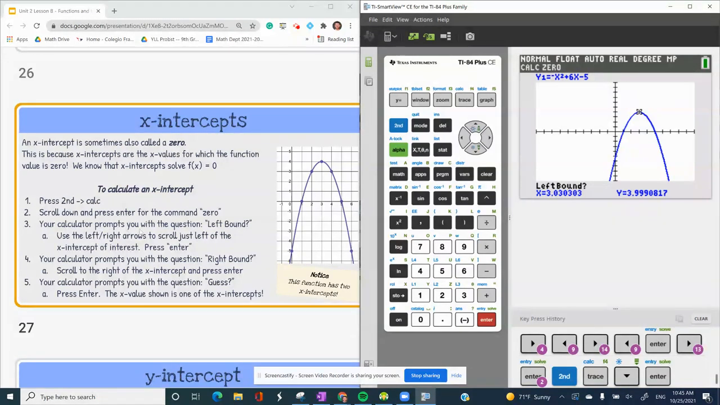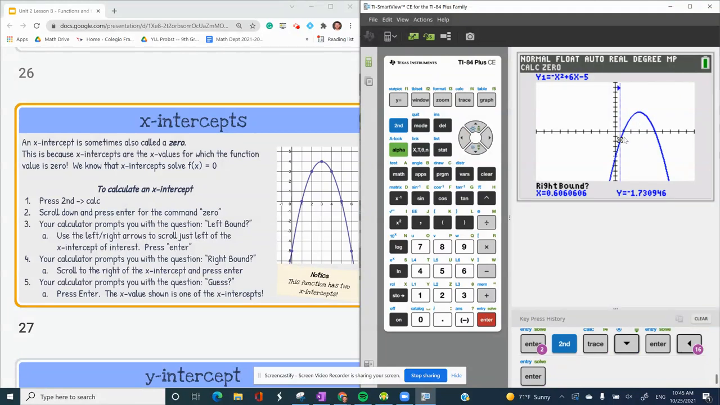So your calculator starts you with this prompt, left bound, and we use the left and right arrows to scroll just left of the x-intercept of interest, and we press enter. So if we want to find the first intercept, we scroll with the left arrow over, and there's the intercept right now. Now we got to go a little bit to the left of it, just a little bit, so that we are left bounding the intercept, and we hit enter. Great, we've left bounded our intercept.